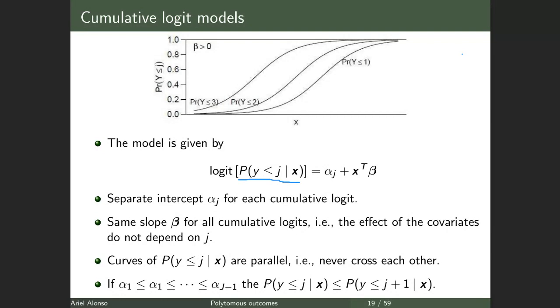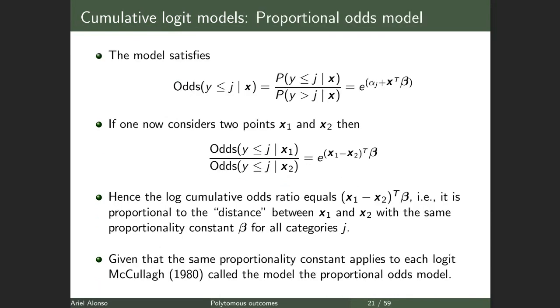But if you go to the literature, you will see that sometimes they call it differently. They call it the proportional odds model. Why do they call it that way? Well, the odds of having a response smaller or equal than j, what is that? That's the probability that the response is smaller or equal than j divided by the probability that the response is larger than j, right? And this is equal to e to the power of the linear predictor, right? That's just a consequence of the model.